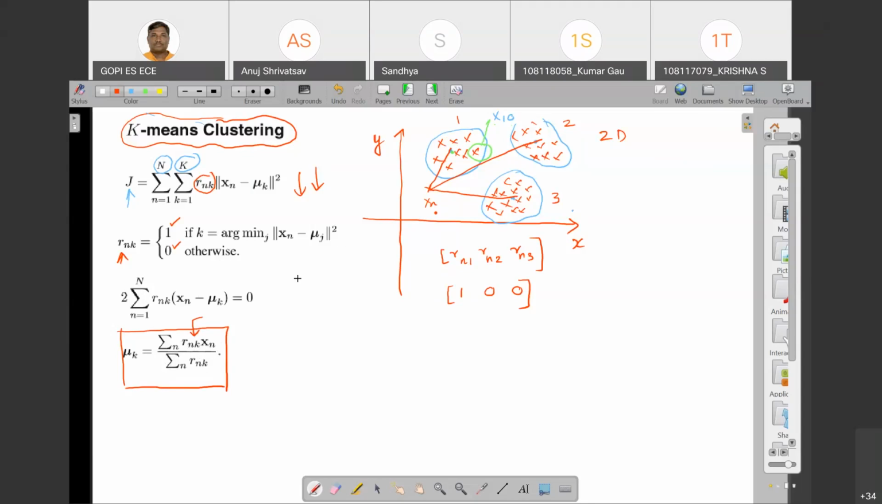So vectors which are closer to each other are grouped together and you find their average, and that average is your mean vector. For this cluster, after taking the average we get the mean vector mu2, and for the vectors in cluster 3, taking the average gives you mu3. So mu1, mu2, and mu3.